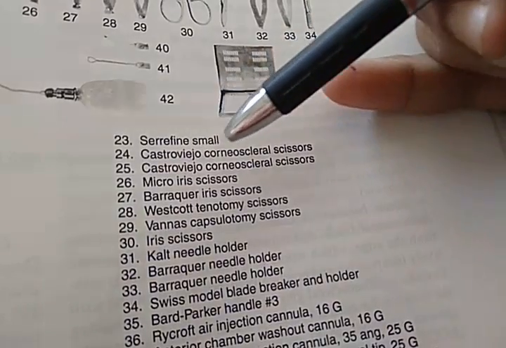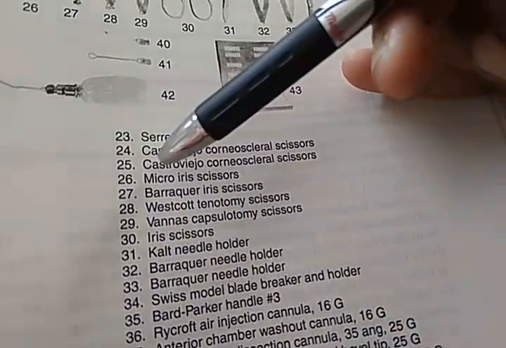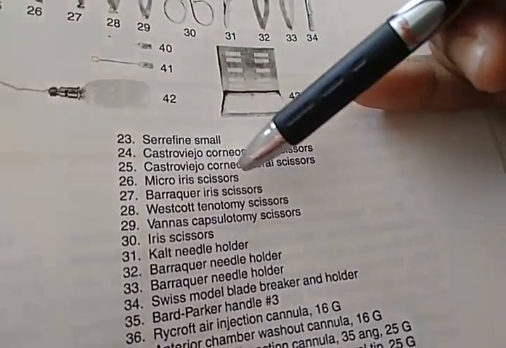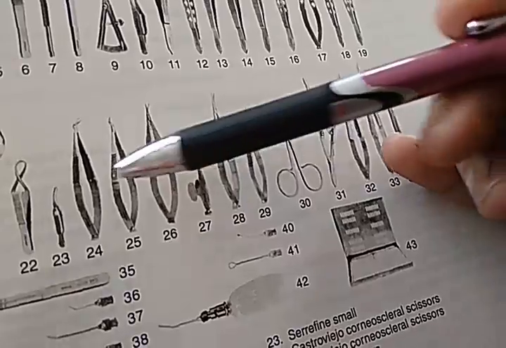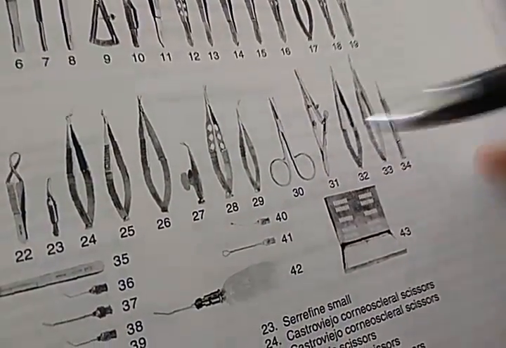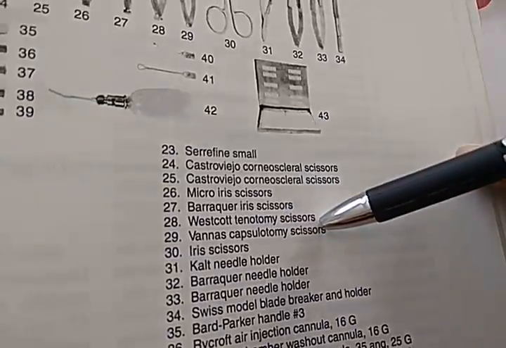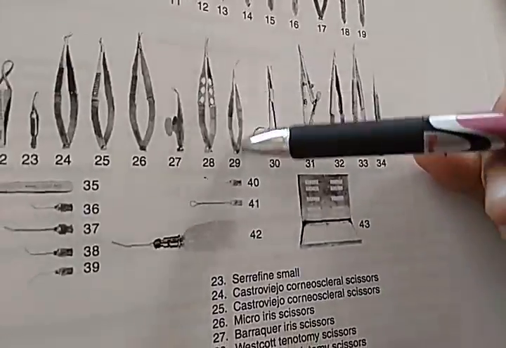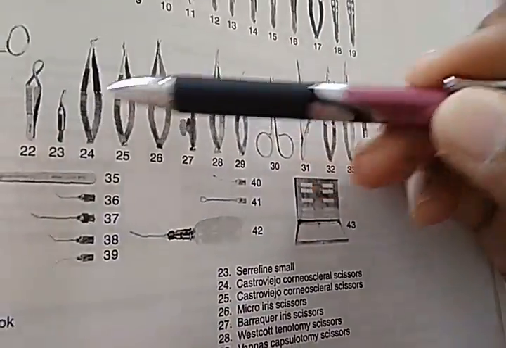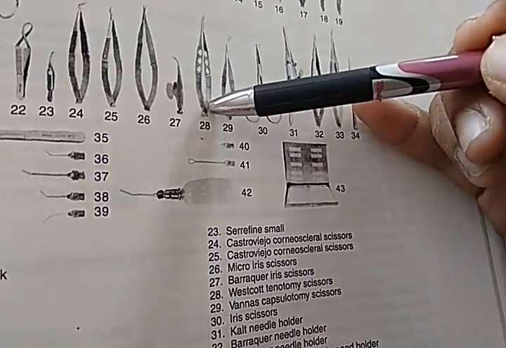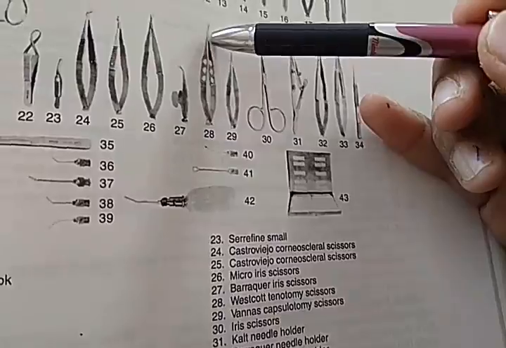Castrovejos corneoscleral scissors. Both are the same. And 26 is micro iris scissors. Which is Vannas, or no? Something else. Okay. Where is Vannas? 29 is Vannas capsulotomy scissors. Where is 29 here? Here. So this is a scissor, this is a scissor, and all these look like scissors. Westcott's is 28. Westcott's is important, guys.